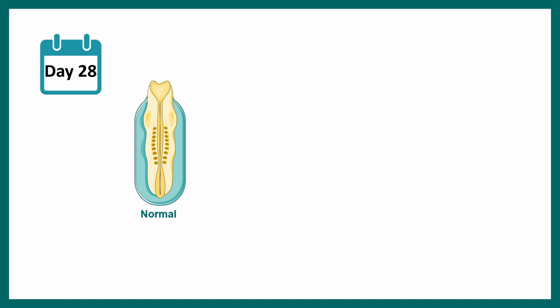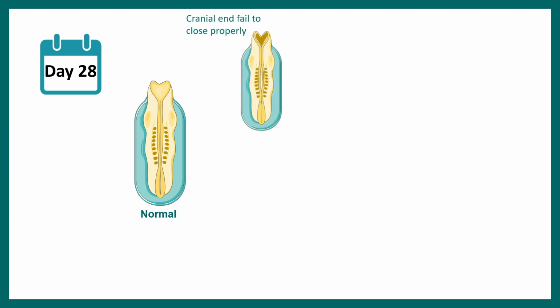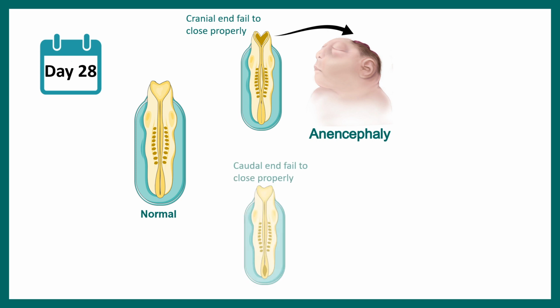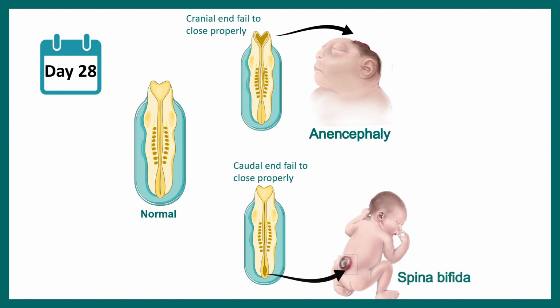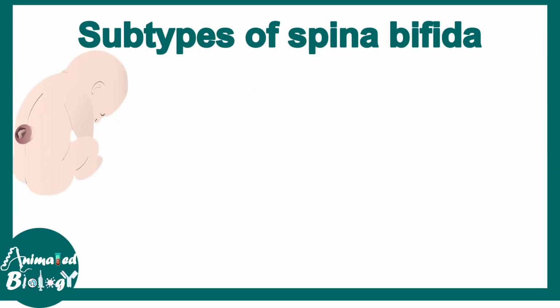Now, neural tube defect occurs when the cranial or the caudal end fail to close. If the cranial end fails to close, it leads to a situation known as anencephaly, where the entire brain is kind of missing. And when the caudal end fails to close properly, it leads to the situation known as spina bifida. So moral of the story, spina bifida is a neurodevelopmental disorder which results from a failure in caudal end of neural tube closure.